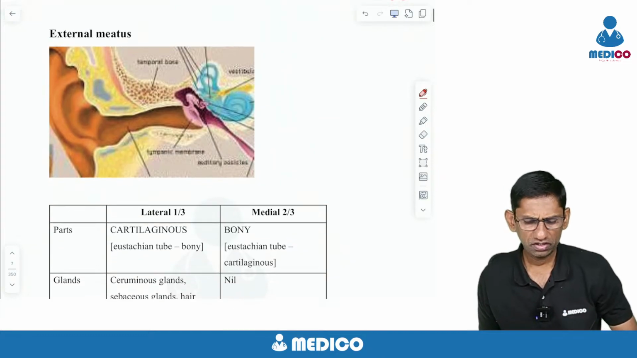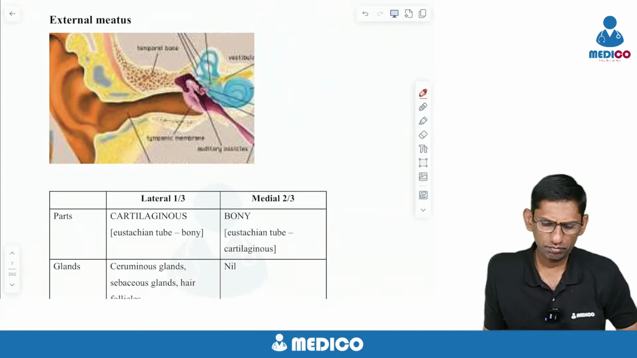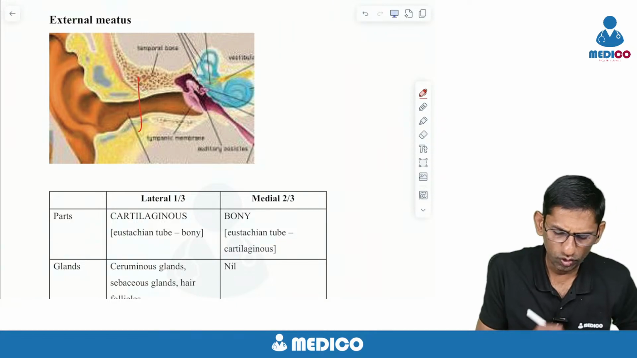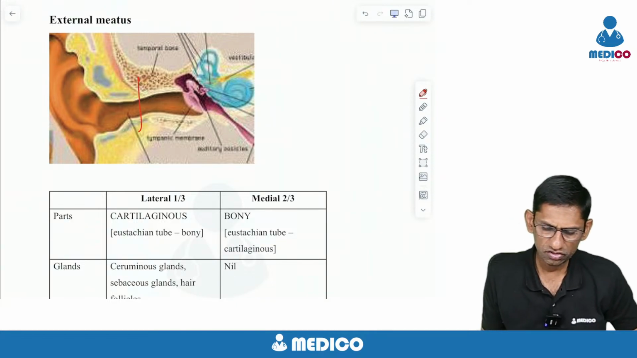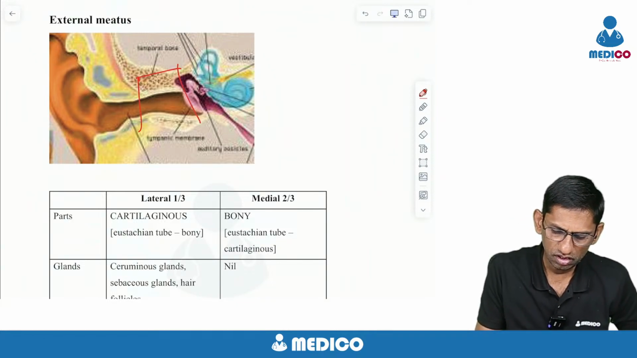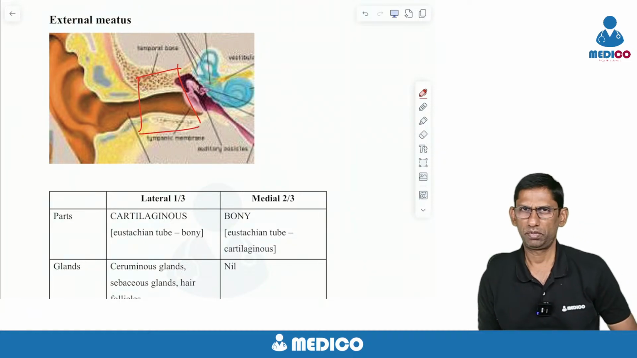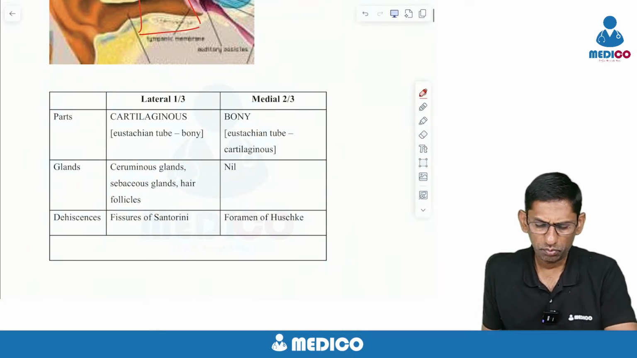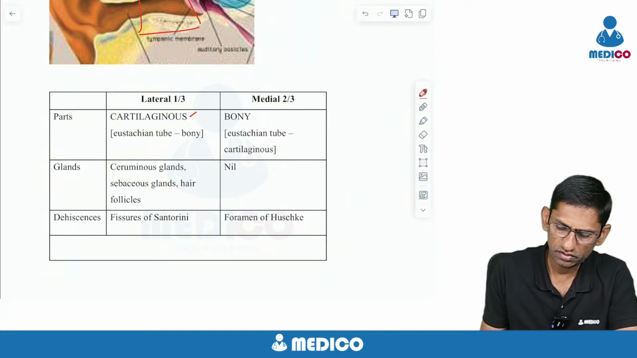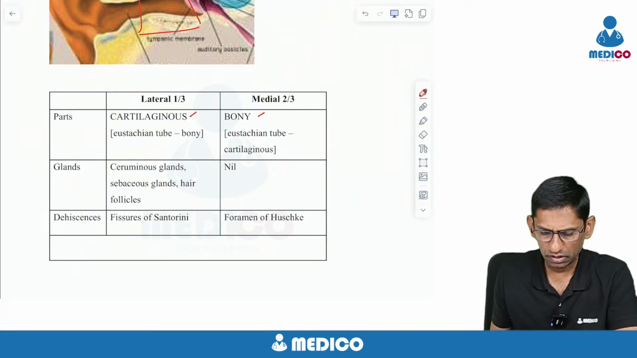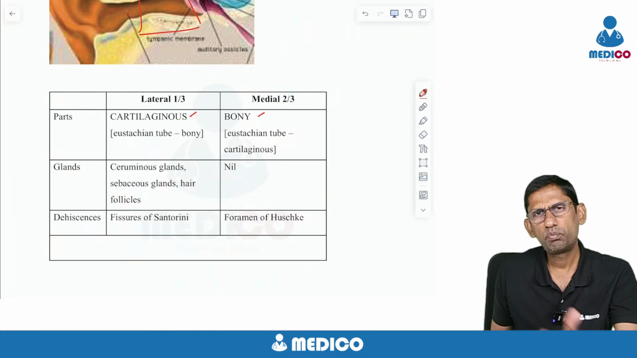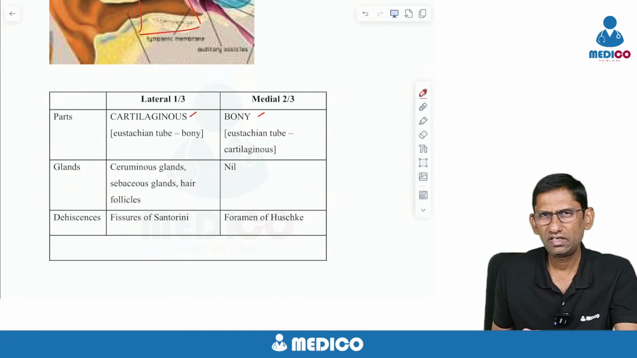A few points regarding the external meatus. We know that in the external meatus, the lateral 1/3 is formed by the cartilaginous part and the medial 2/3 is formed by the bony part. Such a common point: lateral 1/3 cartilaginous and medial 2/3 bony. And this is exactly opposite to the eustachian tube. So it's quite easy to remember.